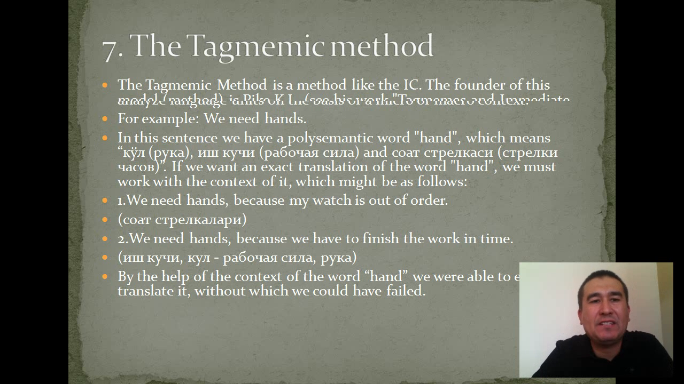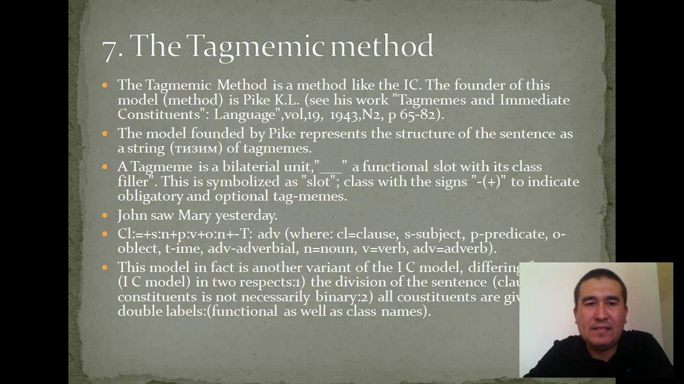Okay, let's come to the seventh method, the tagmemic method. The tagmemic method is a method like the IC. The founder of this method is Pike. The model founded by Pike presents the structure of the sentence as a string of tagmemes. A tagmeme is a bilateral unit, a functional slot with its class filler. This is symbolized as slot, class with the signs minus, plus to indicate obligatory and optional tagmemes.